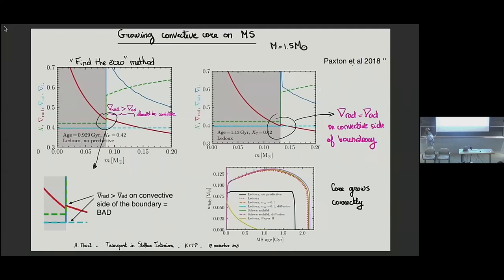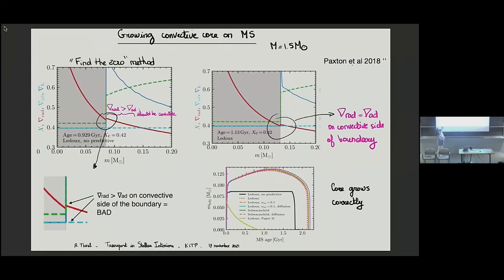So what happens is you have the adiabatic gradient here, which is almost flat, doesn't change much. The radiative gradient is the red line here. You see that it does that weird thing. And then you have the Ledoux profile, which has a discontinuity at the boundary. And as you can see, the dashed purple part here is the convective region, as determined by the find-the-zero method.